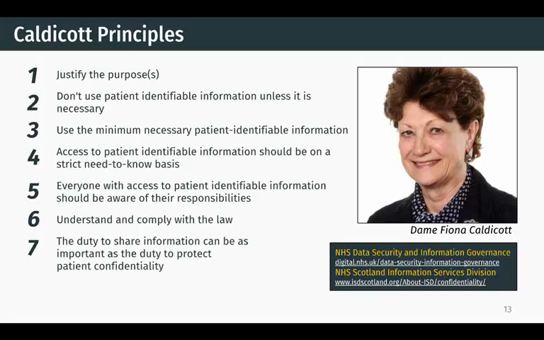They look a little bit like the Data Protection Act principles, and this is normal because they need to be able to interact between the two. The first one is to justify the purposes when you're collecting data about health and social care. You don't want to use patient identifiable information unless it's necessary, so that's information that identifies a specific patient. You want to use the minimum necessary amount of patient identifiable information. Access to this information should be on a strict need-to-know basis. Everyone with access to this information should be aware of their responsibilities and understand and comply with the law. And then the last one is that the duty to share information can be as important as the duty to protect patient confidentiality.